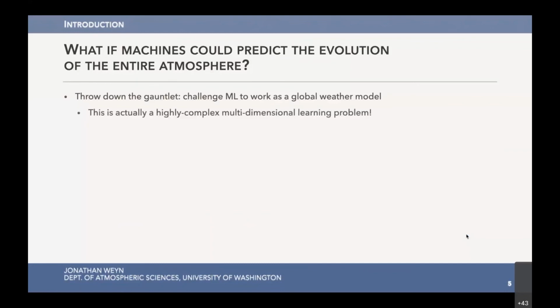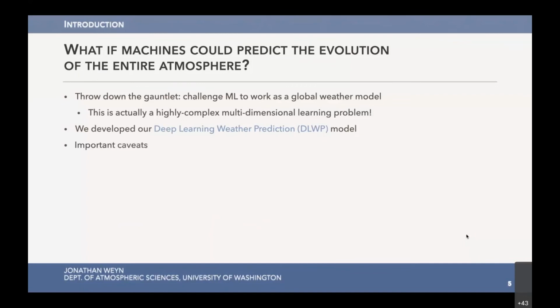It turns out this is actually a very highly complex multidimensional learning problem with a lot of variables both in the inputs and outputs. But this is exactly what we did. We developed what I call our deep learning weather prediction, or DLWP, model as a global weather forecasting tool.